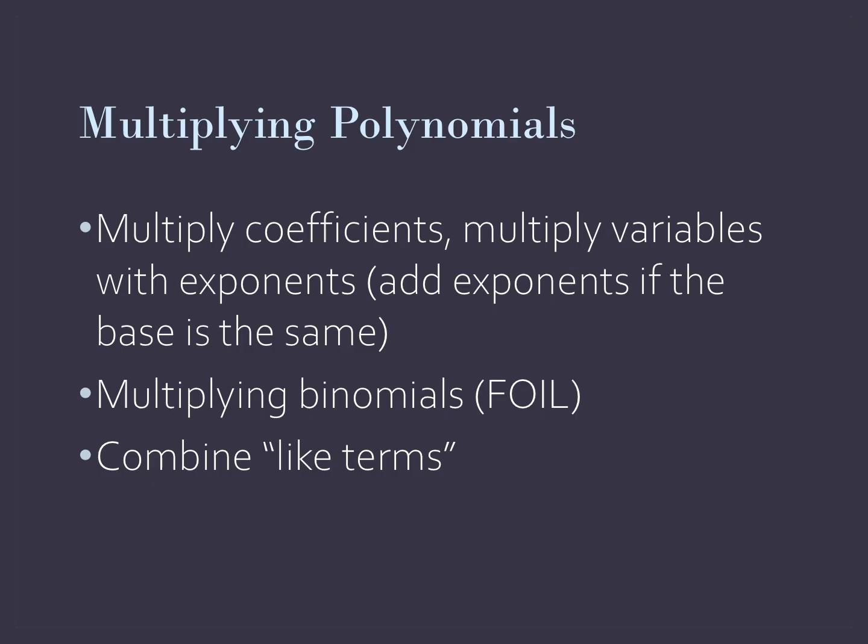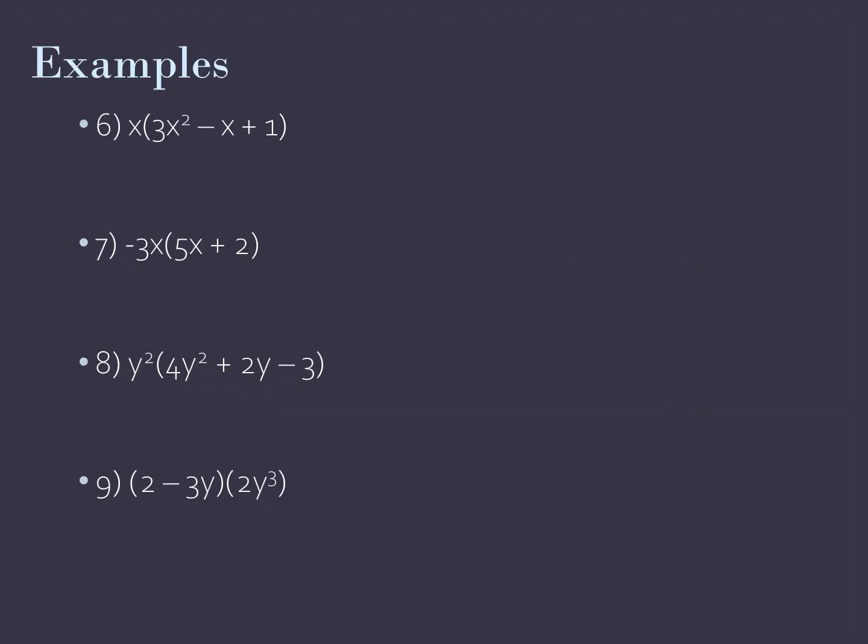All right. Now with multiplying polynomials, you guys probably remember binomials, right? Foiling, first, outer, inner, last. You'll see some other cases. Maybe you just have a monomial, so just one single term multiplying by a polynomial. In that case, you just distribute. And anytime you're multiplying polynomials, you multiply your coefficients and you multiply your variables with their exponents. So you add the exponents if the base is the same. And then after all that, if you have like terms, you would combine them.